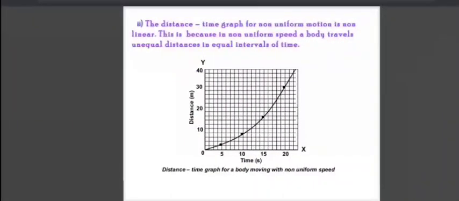Now here if you see, it is non-uniform motion. Meaning what? The body is not covering equal distance in equal intervals of time. So it is not a straight line, hence you cannot find the slope of it. If it is not a straight line, it will be a non-linear motion or non-uniform motion.